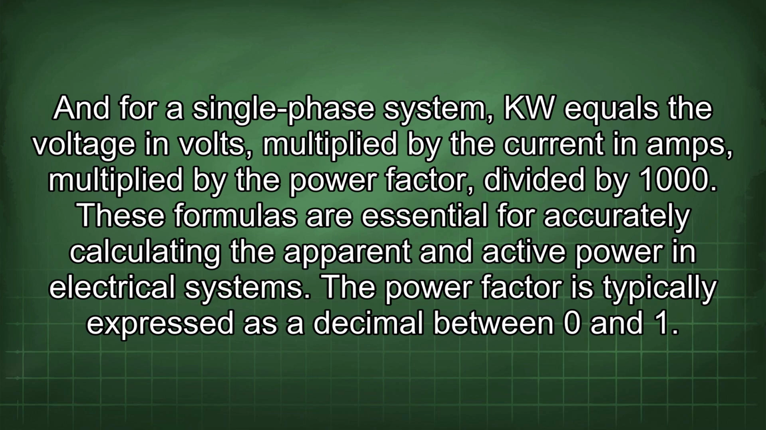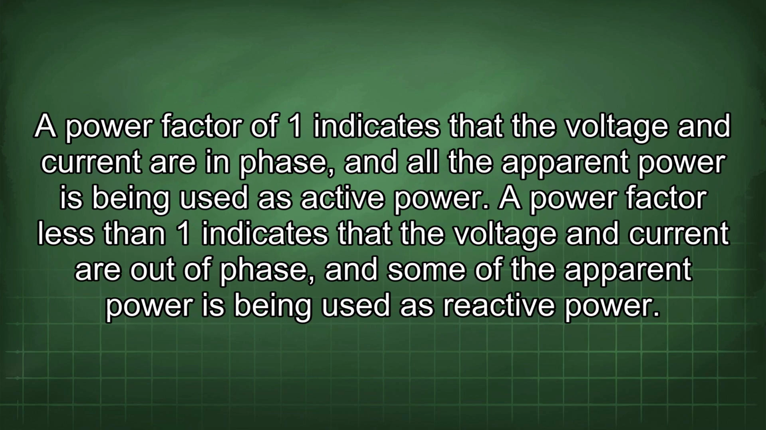The power factor is typically expressed as a decimal between 0 and 1. A power factor of 1 indicates that the voltage and current are in phase, and all the apparent power is being used as active power. A power factor less than 1 indicates that the voltage and current are out of phase, and some of the apparent power is being used as reactive power.